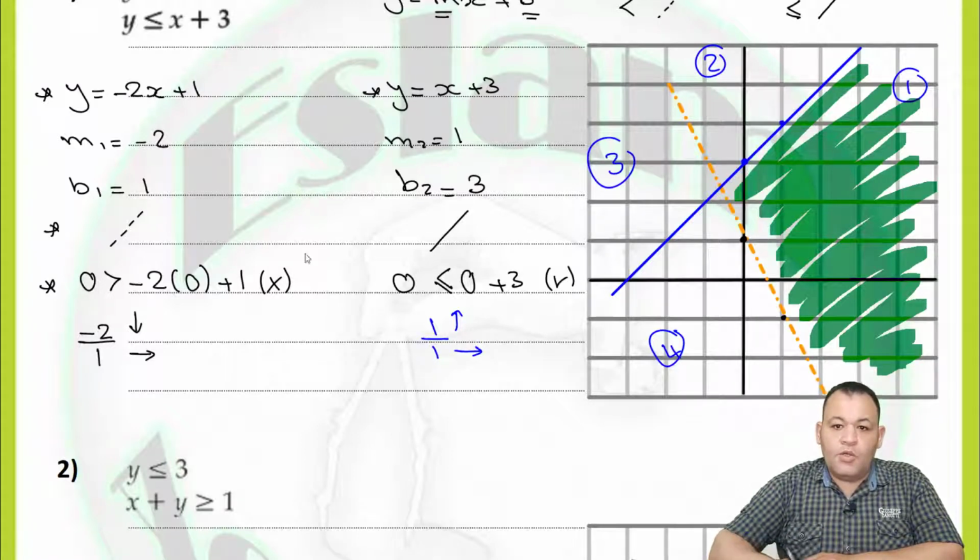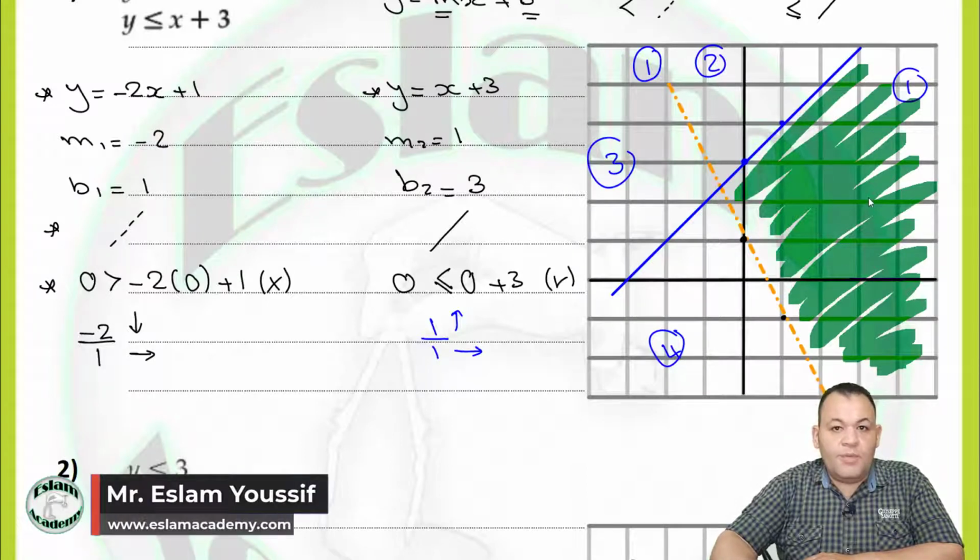So for number 1, that's line number 1. We have here the solution as the part which doesn't contain the point (0, 0), so we'll shade above the line. For line number 2, we'll shade the part which contains the point (0, 0), which will be below the line. The common shaded part is region number 1. So the solution now will be the common shaded part, which is region number 1.